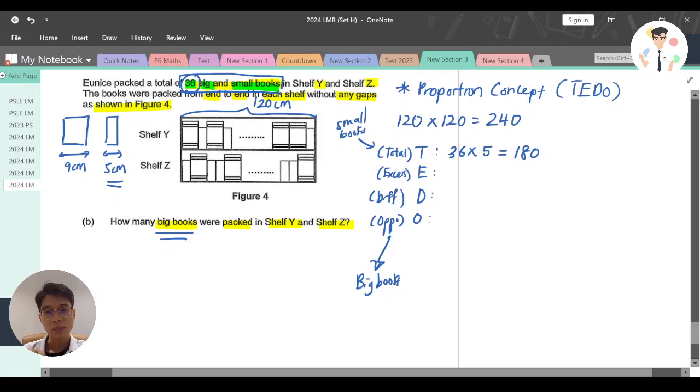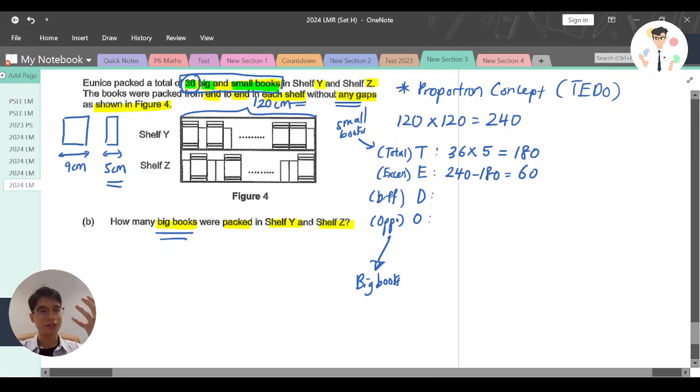But the question says what? Each shelf without any gaps. There shouldn't be a gap because total is 240, right? 180 is what? All the books. It shouldn't be a gap. So I will use 240 minus 180. I notice that this gap actually has 60 cm. And why is there such a gap? Because it's impossible for all books to be small, right?